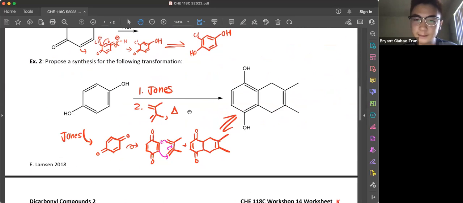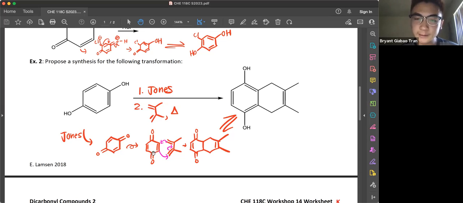And so let's do the synthesis problem of this over here. We see that we formed another ring with a cyclohexene. So whenever you see a cyclohexene, that is an indicator of a Diels-Alder reaction. So we need a diene and a dienophile for Diels-Alder. So what we could do to convert this reactant into the diene is to use Jones, an oxidizing agent, to convert this hydroquinone into the benzoquinone. This will serve as our dienophile. And then our second step here will be our diene.